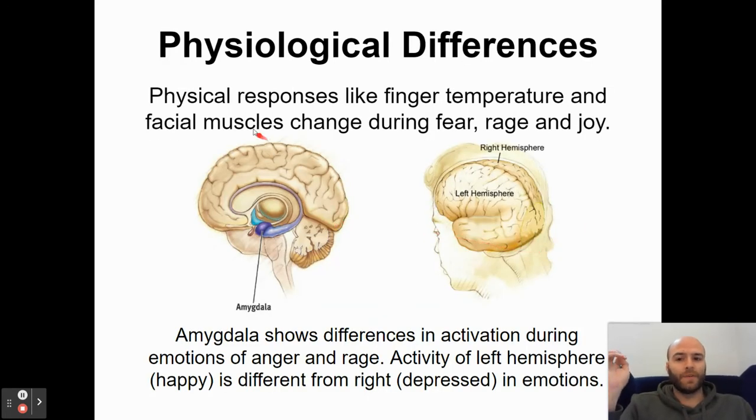So in addition, physical responses like finger temperature and your facial muscles can change during fear, rage, and joy. Okay. Also, our amygdala shows differences in activation during emotions of anger and rage, which we might consider to be similar emotions, but our brain reacts differently while we're feeling them. Also, in our left hemisphere, there's a lot of lighted up activity when we experience happiness. However, when you experience depression or sadness, your right hemisphere lights up. Okay, so we can see these differences in emotion in the actual brain and body responses. Even though some of them have similarities, there are differences that we can pick out when studied more closely.